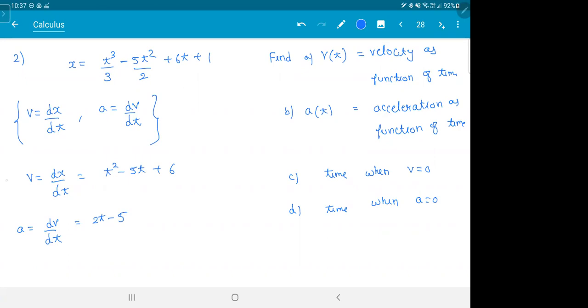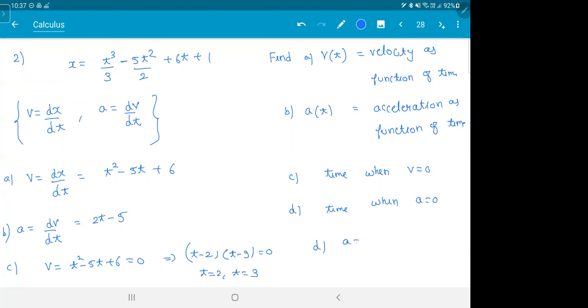So this is the first part. Any doubts on A and B, please ask me. What is the C part? He is asking when is velocity 0. But what is velocity? t square minus 5t plus 6 is 0. This is (t minus 2)(t minus 3) is 0. Now there are two roots. t is equal to 2 and t is equal to 3.